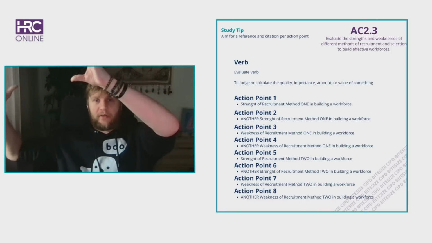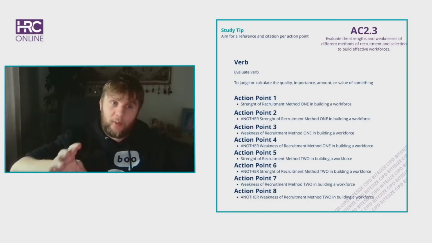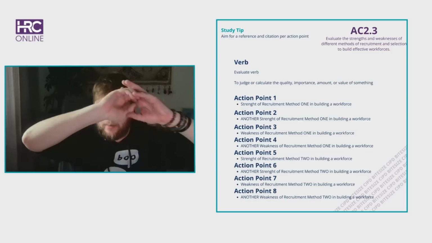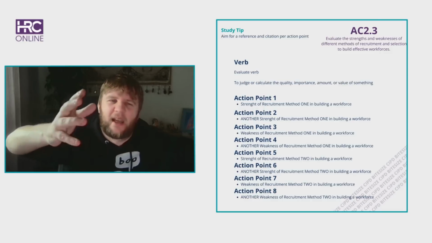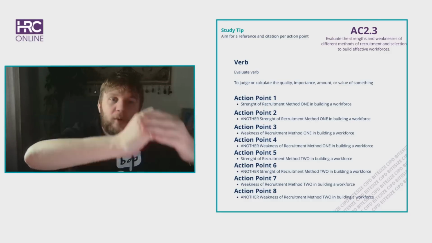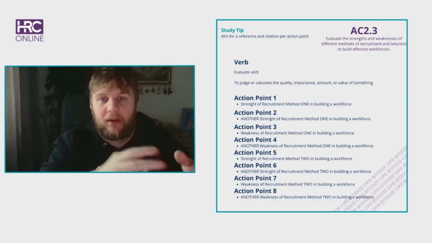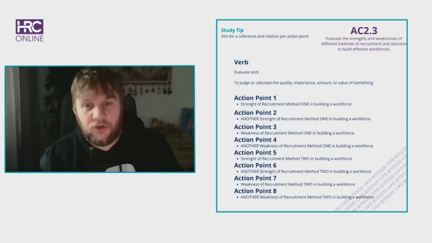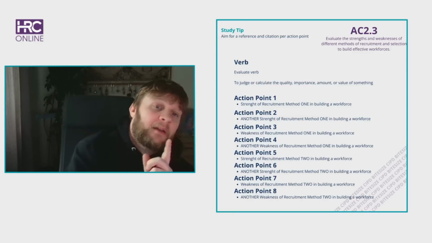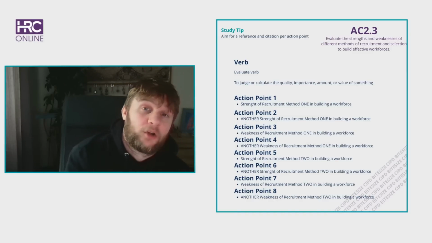As always, top left of the column, AC 2.3. That's what they want to see on your answer sheet. AC 2.3, written in big capital letters. Well, it doesn't need to be big, but like a heading. And then subheading, recruitment and selection method 1 in building workforces. Recruitment and selection method. Strength, weaknesses. This is where it gets chunky, this one as well.